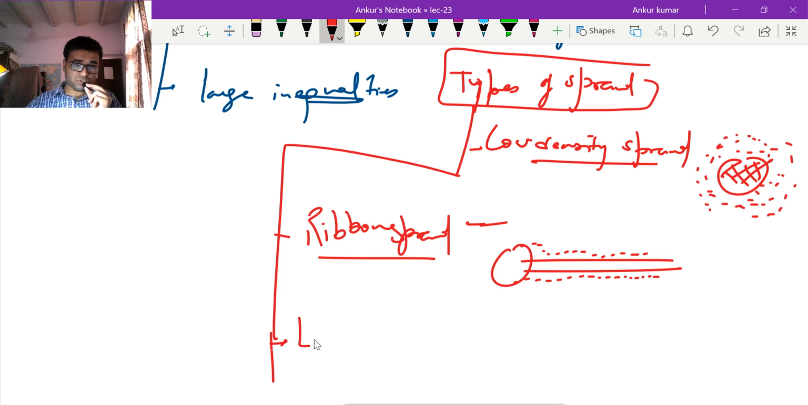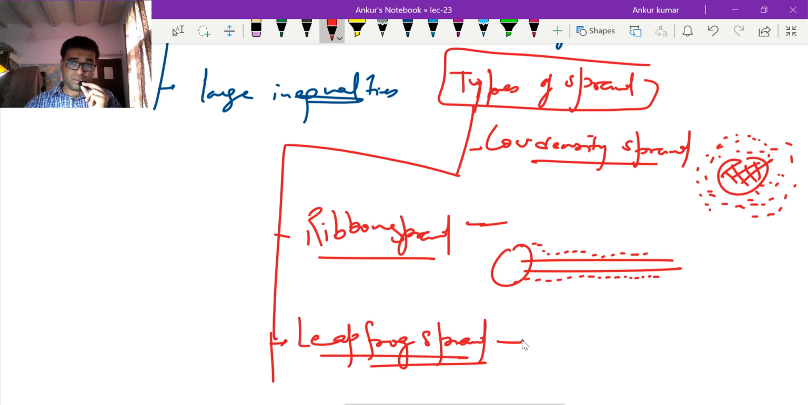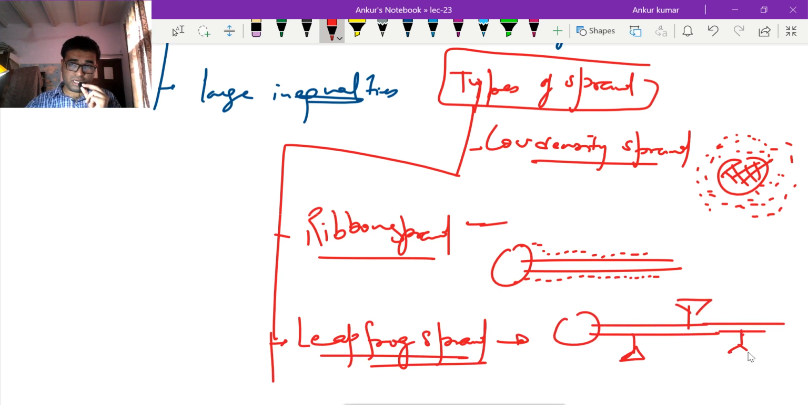And the next is the leapfrog sprawl. Leapfrog sprawl is basically happening again along the main carriageway, but here multiple nuclei are developing. In this manner multiple nuclei are developing, and somewhere the commercial buildings, commercial complexes, somewhere the residential complexes are forming, and this is basically motivated by the real estate sector.